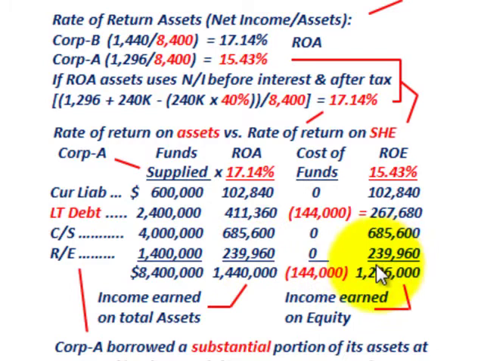But remember, we're looking at our return on equity. The actual net income they had was $1,296,000, and we got to that point return on equity for Corp A. That was simply taking the 15.43% that we originally calculated up here based on their net income, and then what we would do is subtract out the cost of funds from the return on assets they had, and that was $144,000. That was that long-term debt. That was the cost of the funds. And well, how did we get to the $144,000?